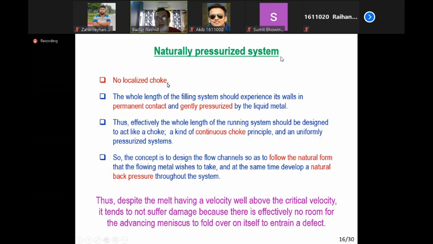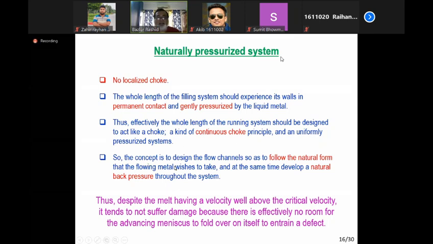So there will be no localized choke. Just like in the pressurized system there is a choke at the gate, and in the unpressurized system there is a choke at the screw base, here there is no choke at all. The whole running system will act as a choke because it is pressurizing the liquid metal all the way. The liquid metal is always in permanent contact with the walls and is gently pressurized. So effectively, the whole length of the running system acts as a choke. It is a continuous choke principle and a uniformly pressurized system.